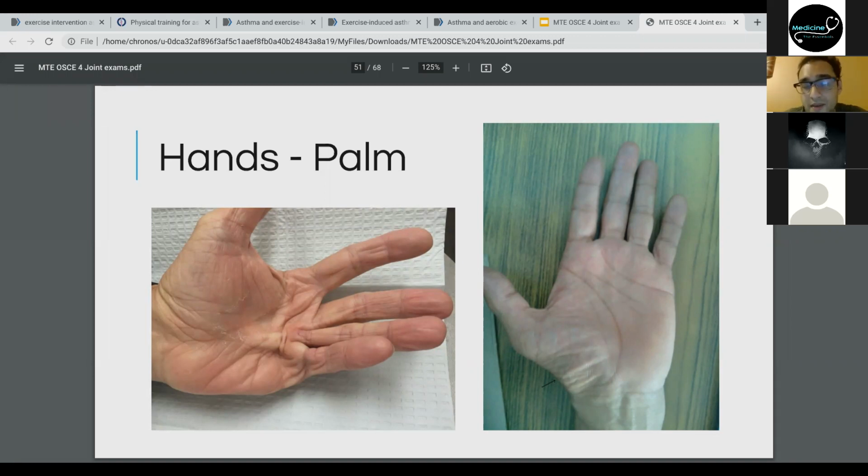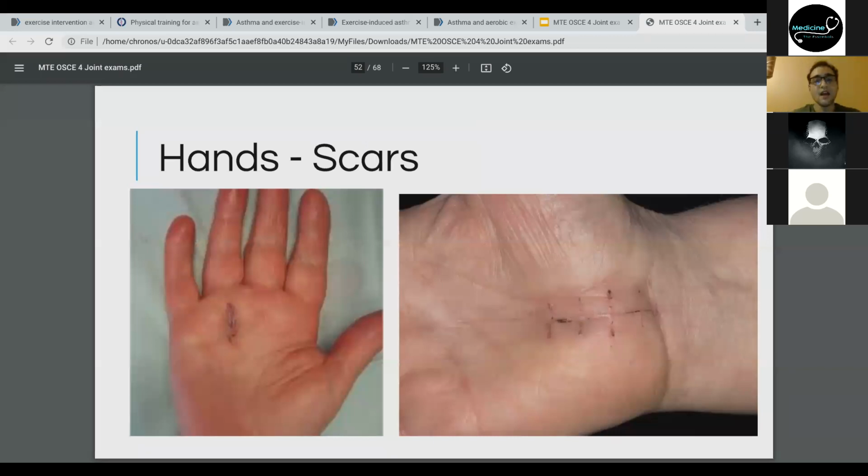Can someone tell me about the patient on the right? Someone's written thenar wasting. Perfect. And what are the two classic causes of a thenar wasting? Someone's written nerve injury, median nerve damage. Yeah, carpal tunnel and median nerve injury are the two classic causes of a thenar wasting. Okay, scars. So can anyone tell me what procedure the person on the left has had?